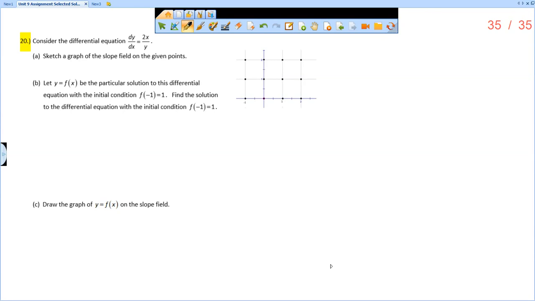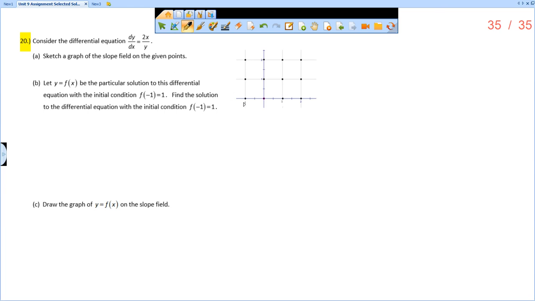This is the solution video for Unit 9 review, problem number 20. Consider the differential equation dy/dx equals 2x over y. Sketch a graph of the slope field at the given points. We've got these 12 points. Remember, we're going to plug in each point's x and y value into 2x over y.